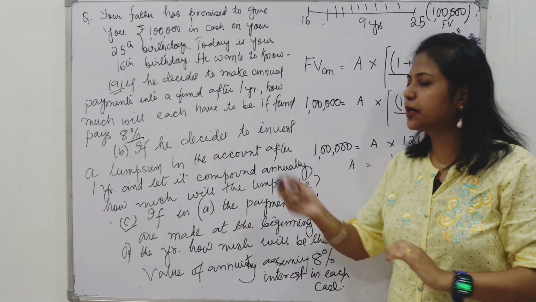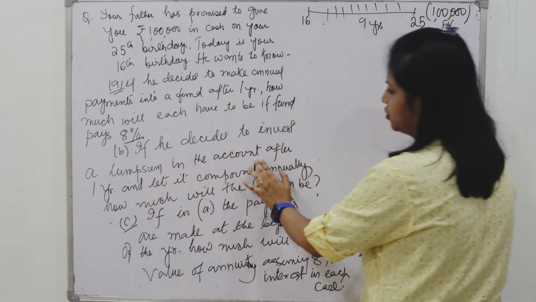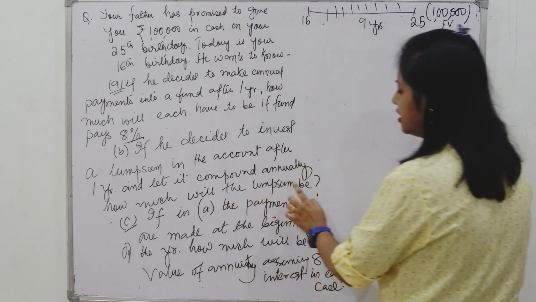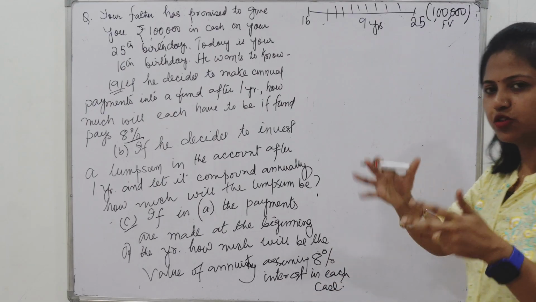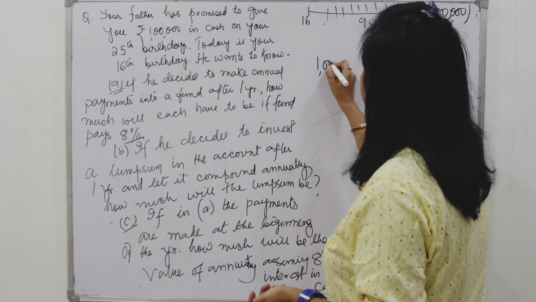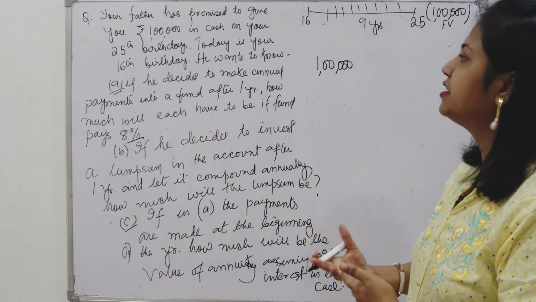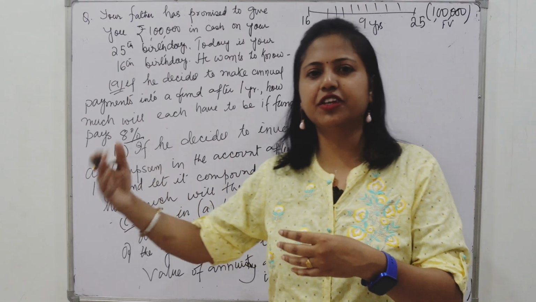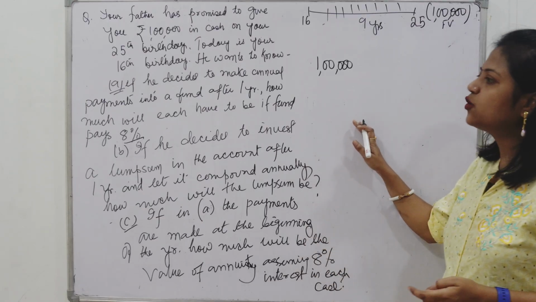Okay friends, let's take up the second case. Next, if he decides to invest a lump sum in the account after 1 year and let it compound annually, how much will the lump sum be? Okay, so here he is not going to make equal amount of investments. Here he is trying to find out, if the future value is 1 lakh, how much money he has to put in, so that after 9 years at 8% he gets 1 lakh. Here he is not paying installment every month, every year, not like that. That means it's not a case of annuity. But what is this? This is future value of money.